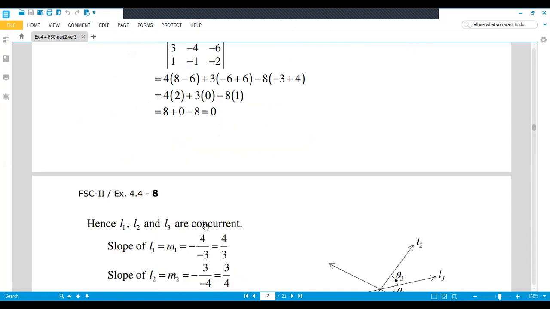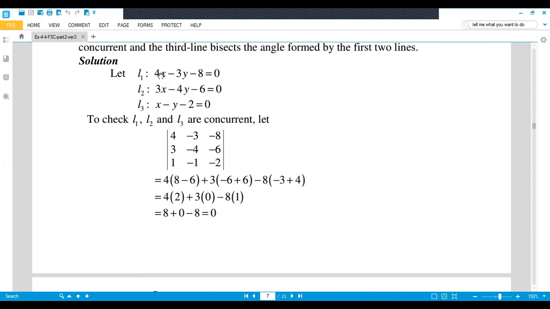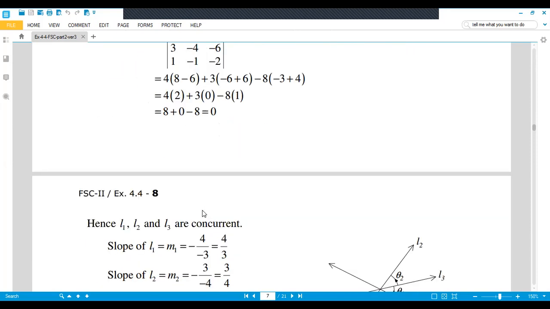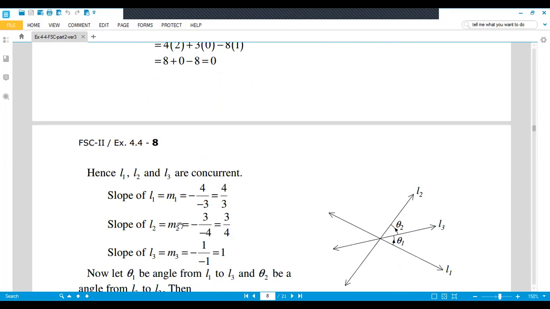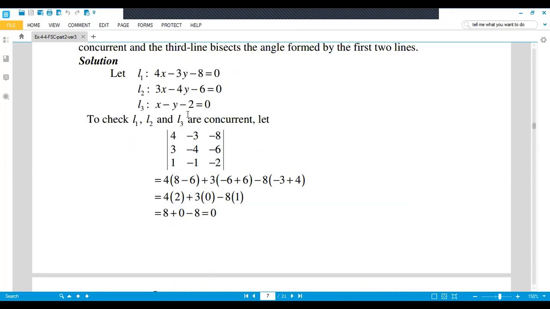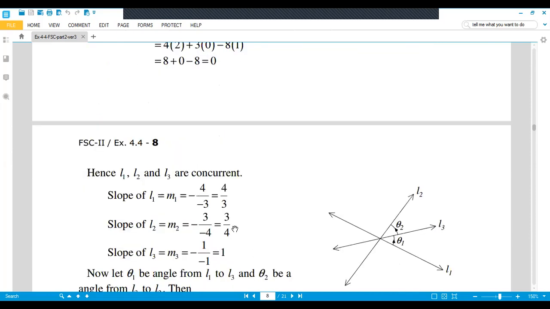So it means that L1, L2 and L3 are concurrent. If it is equal to 0, then concurrent. Then we find the slope of L1. So M1 is, you know that when we have a given equation of a line, slope is minus coefficient of x divided by coefficient of y. So minus 4 divided by minus 3, so 4 over 3. Slope of L2 is minus 3 over minus 4, so 3 over 4. Slope of L3 is minus 1 over minus 1, which is equal to 1.